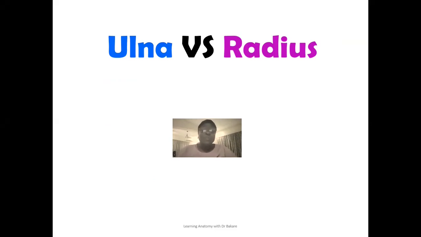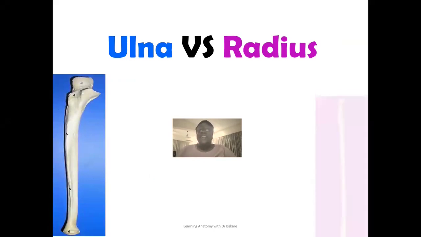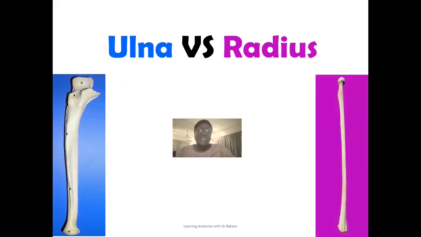In this lecture, we'll be looking at the similarities and also the differences between the ulna and also the radius. This is where we have the ulna here on this side, and on this other side is where we have the radius. These two bones are the bony configuration of the forearm region. We'll be highlighting the similarities and also the differences between these two bones.